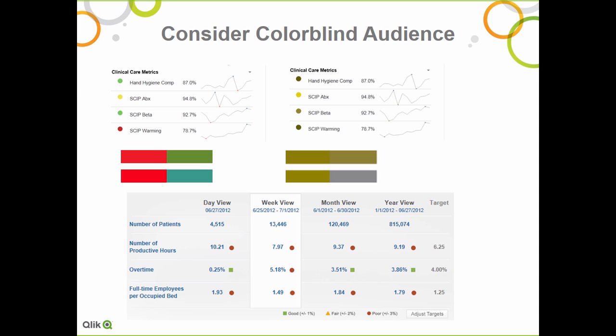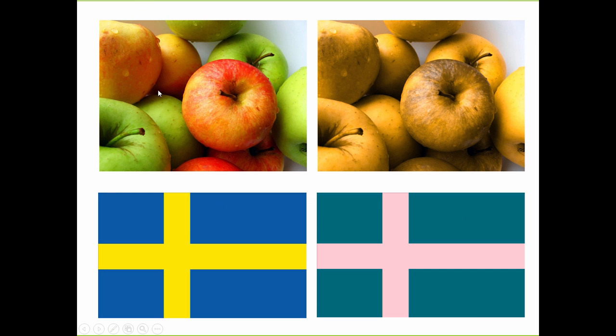7 to 10% of the people in the world are colorblind. Most of them are male, so we want to consider designing for colorblind audiences. Here, if you look at the left-hand side, you see red and green, which appears without any contrast to a colorblind person. If you impose some sort of blue factor on the right-hand side, you will see some element of contrast.